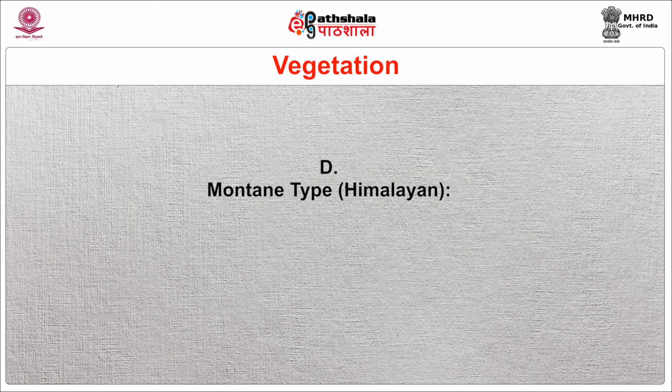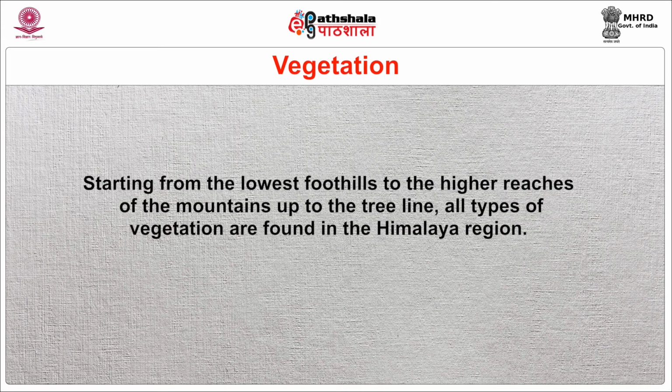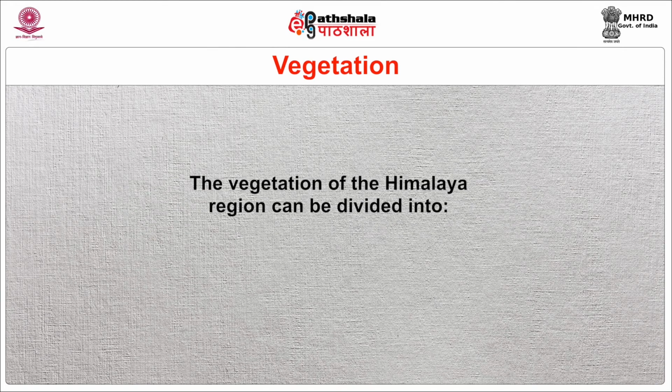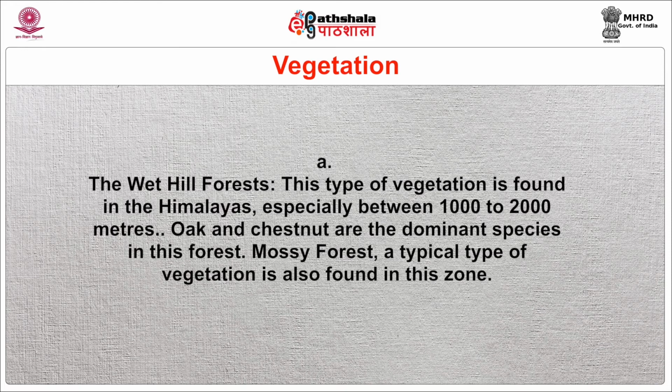The other type of vegetation is montane type, that is Himalayan. Starting from the lowest foothills to the higher reaches of the mountains up to the tree line, all types of vegetation are found in the Himalaya region. The vegetation of the Himalaya region can be divided into, the first is the wet hill forest.